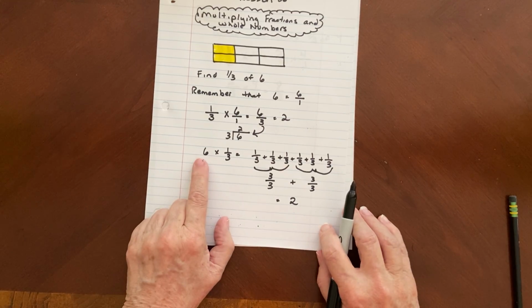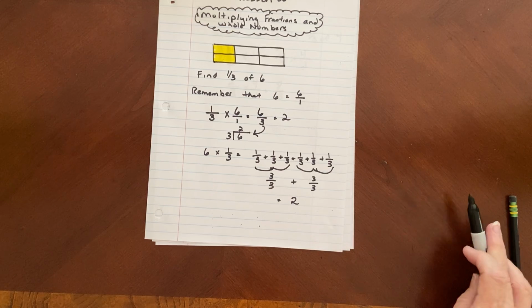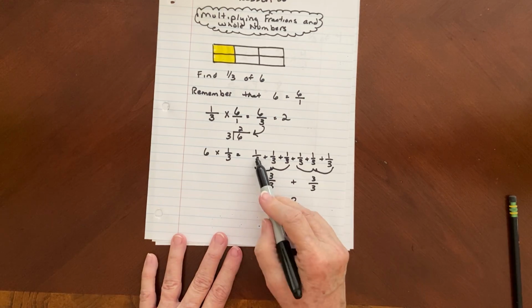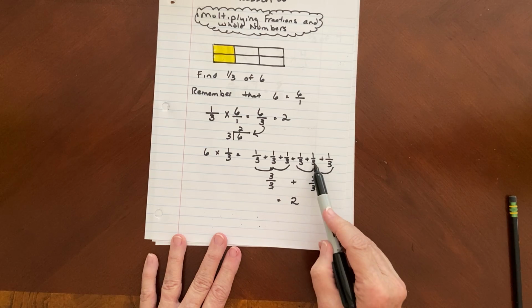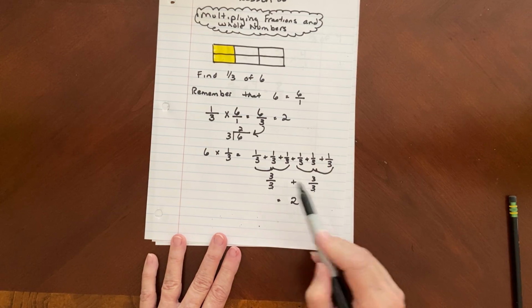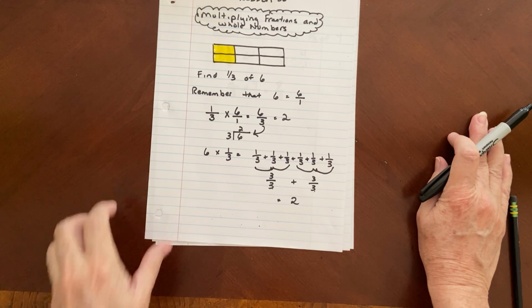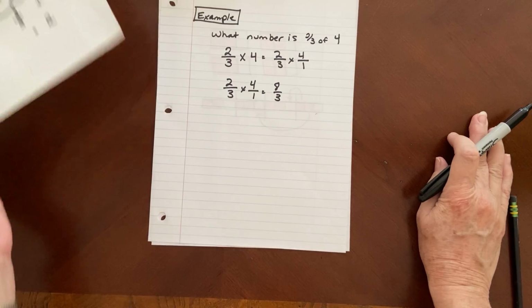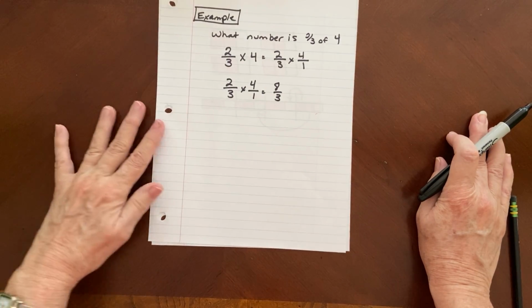Well, when I think about this, can I say 6 times 1/3? And that's the same as 1/3 plus 1/3 plus 1/3 plus 1/3 plus 1/3 plus 1/3. Did I say that 6 times? So 1/3 plus 1/3 plus 1/3 equals 1. 1/3 plus 1/3 plus 1/3 equals 1. So 6 times 1/3 is 2. Cool, huh?